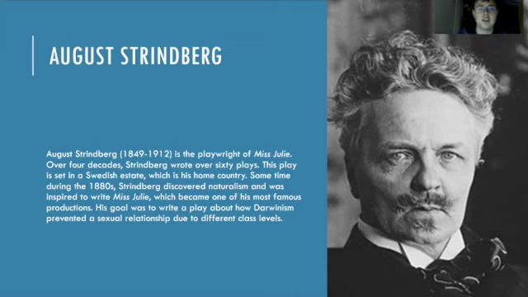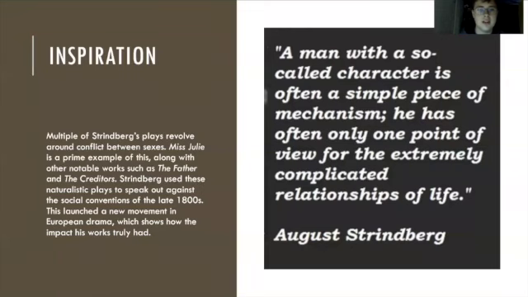So when he was writing this play, the main goal he was trying to get across is he wanted to write a play about how Darwinism prevented a sexual relationship due to different class levels. For example, Miss Julie is at a higher class than Jean. So he was heavily inspired by the conflict between sexes that was going on in the 1880s. And so he shows that through Miss Julie, along with some of his other notable works, such as The Father and The Creditors. He used these to speak out against social conventions that were really going on during this time. And it launched a new movement in European drama, which shows how much impact his work really had.